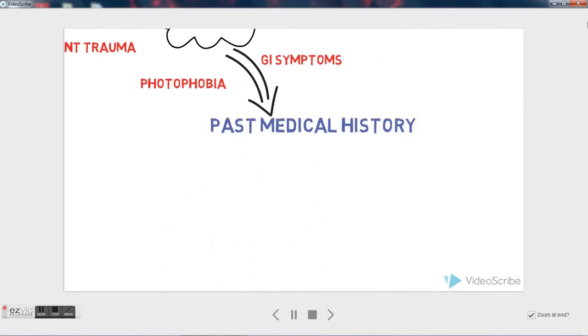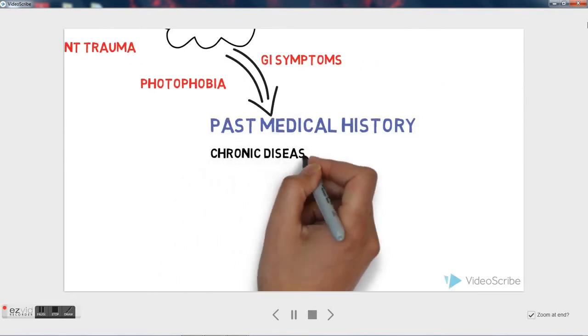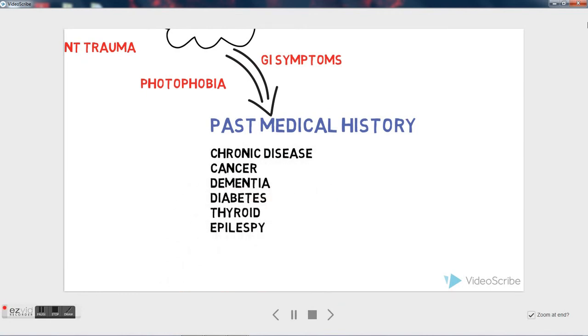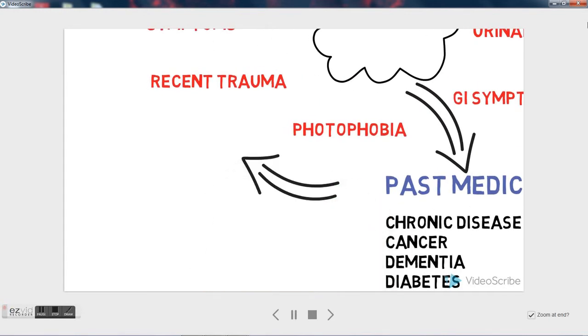Looking at the past medical history can be helpful. Things such as chronic diseases like COPD and heart failure can lead to confusion in end stages. Also cancer, dementia predisposing to delirium, diabetes, particularly diabetic ketoacidosis, thyroid, and epilepsy. The patient may be post-seizure and therefore confused.